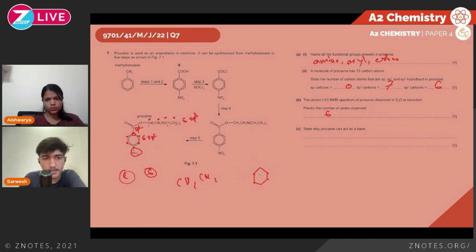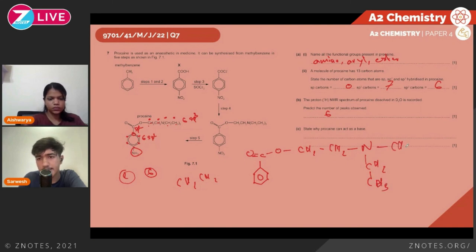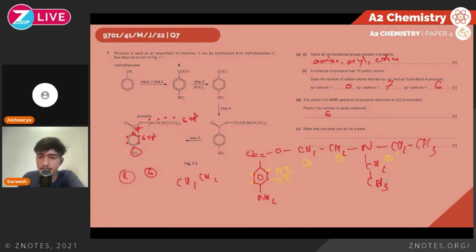Let me just do this to make it more clear. So CH2, CH2, nitrogen, CH2, CH3, CH2, CH3, NH2, okay. So these two over here, they are equivalent. So one peak till now, these two are equivalent, so two peaks till now. And let's see over here. This has got 2 equivalent hydrogen atoms bonded on either side. So 3 peaks, 4 peaks. Now let's talk about these. So these two hydrogens and these two hydrogens, they are basically the same. So 5 peaks, these and these, they are the same. So 6 peaks. So you've got 6 proton NMR peaks.